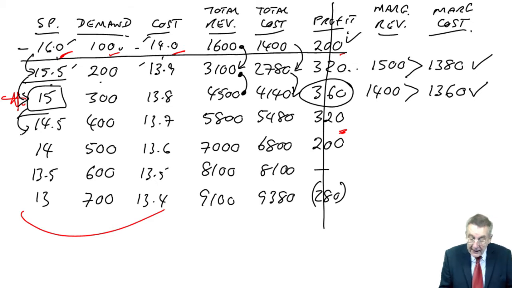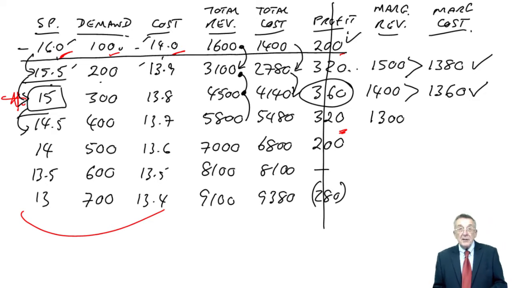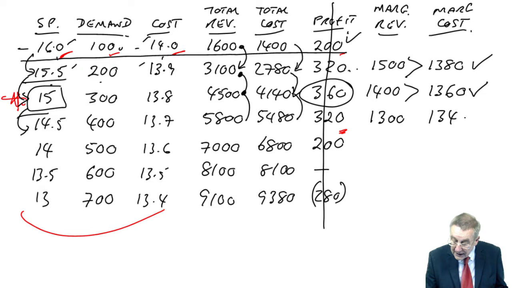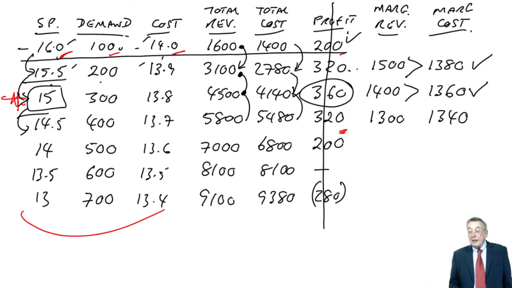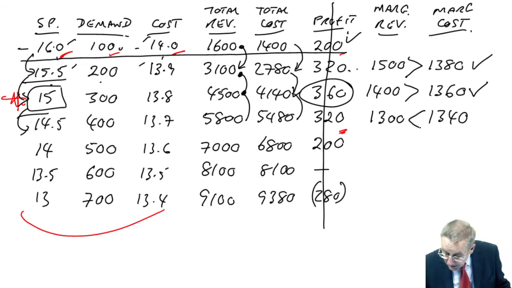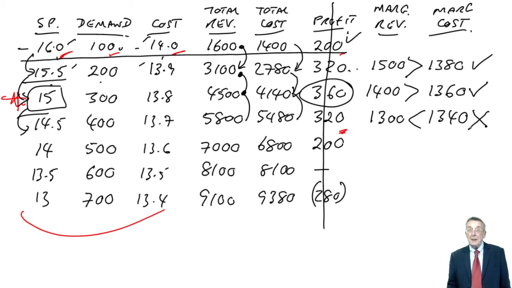Is it worth dropping to 14.50? We'll get extra revenue. The extra revenue, 4.5 up to 5.8, an extra 1,300. But of course, with extra costs, it goes up from 4,140 to 5,480, an extra 1,340. If the extra revenue is more than the extra cost, we've got extra profit. But here, the extra revenue is less than the extra cost. And therefore, that would reduce our profit. It's not worth dropping the price. And therefore, we'd stop at that stage.